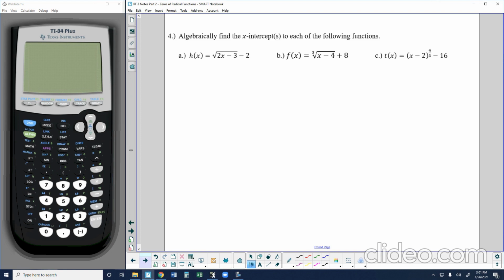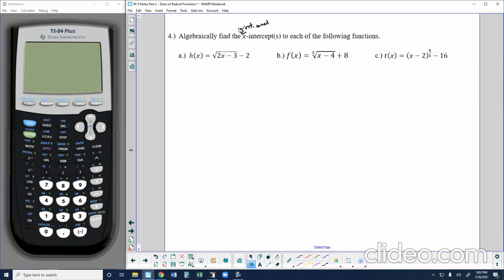So just a quick lesson here. We're going to algebraically find the x-intercepts for each of the following functions. Let's also find the y-intercepts. Let's find the x and the y-intercepts. I'm going to add a little bit to this. So algebraically find the y-intercept and the x-intercept, if they exist. Sometimes they may not.